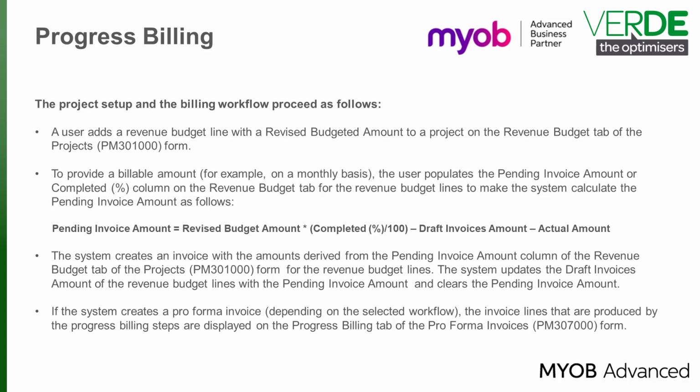The system creates an invoice with the amounts derived from the pending invoice amount column of the revenue budget tab of the project's form for the revenue budget lines. The system updates the draft invoices amount of the revenue budget lines with the pending invoice amount and clears the pending invoice amount. If the system creates a pro forma invoice, depending on the selected workflow, the invoice lines that are produced by the progress billing steps are displayed on the Progress Billing tab of the pro forma invoices form.